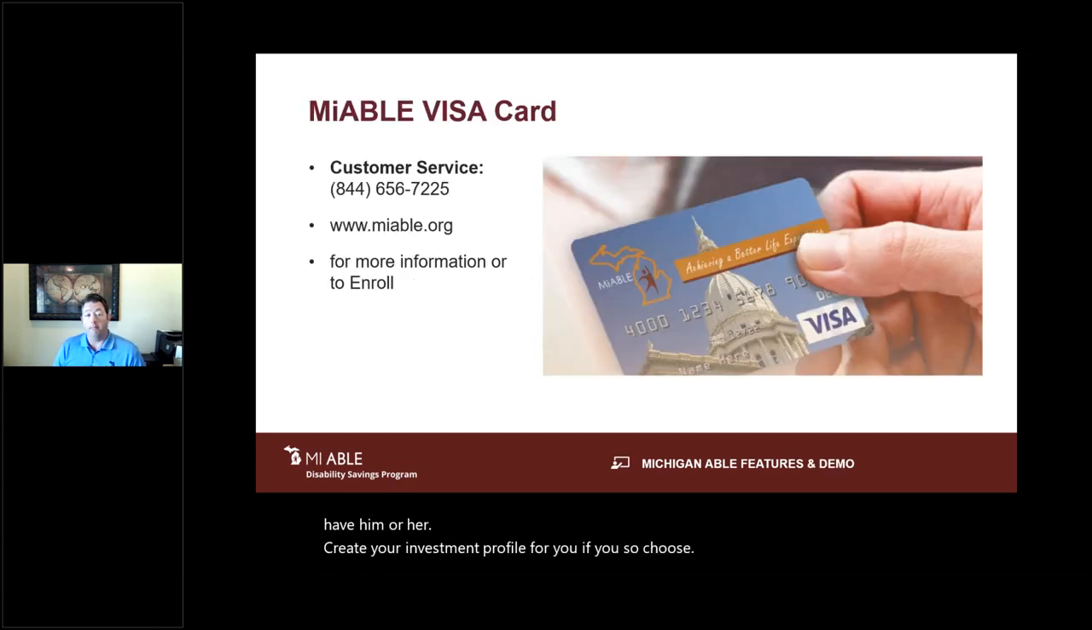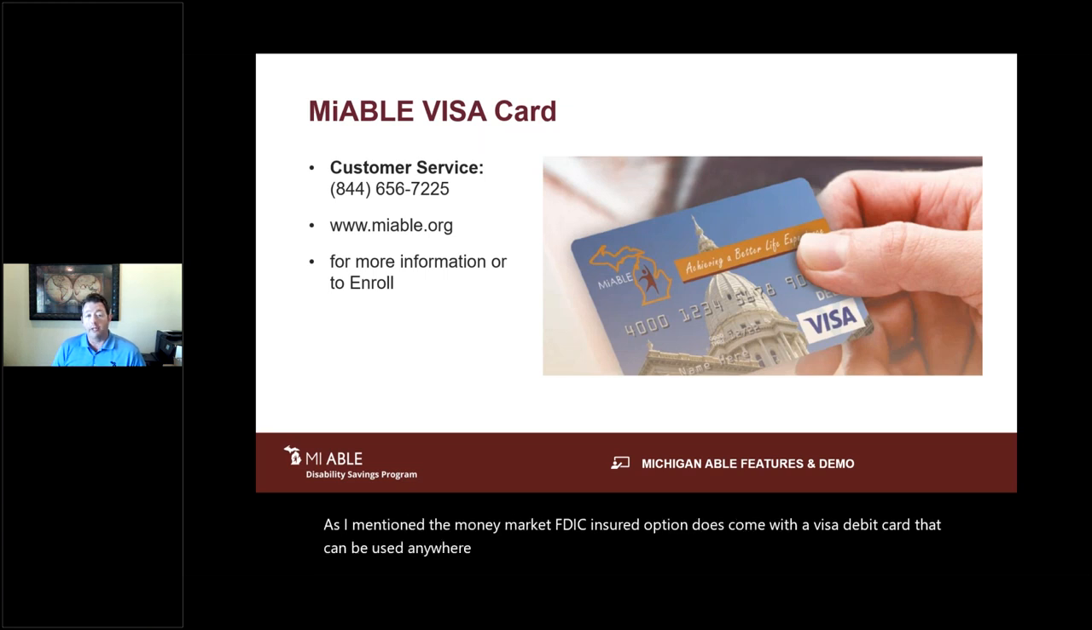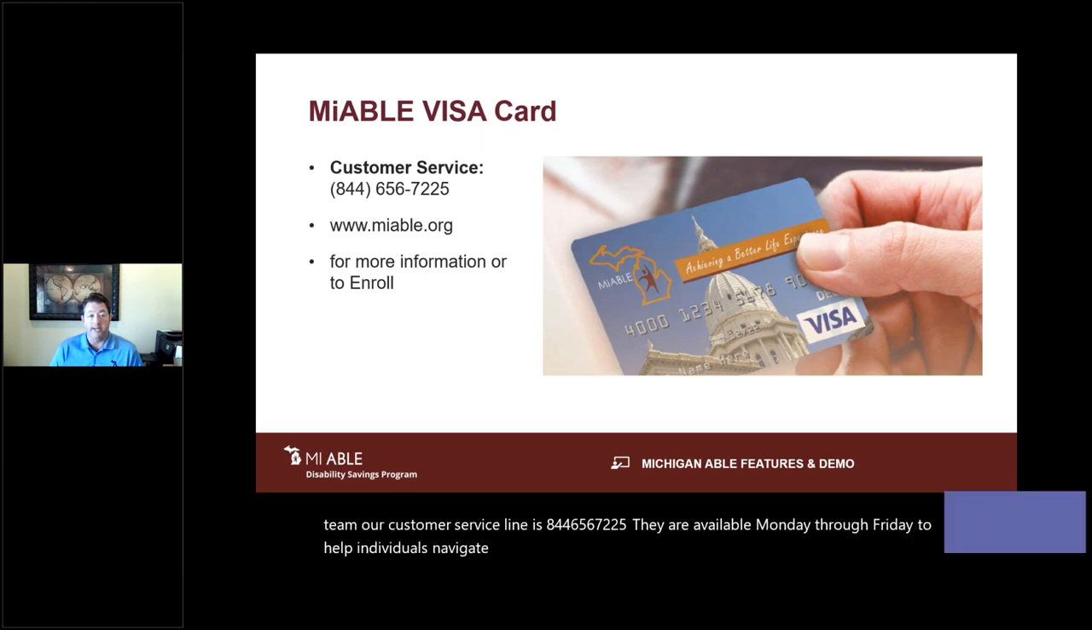As I mentioned, the money market FDIC-insured option does come with a Visa debit card that can be used anywhere Visa is accepted. I want to talk a little bit about our customer service team. Our customer service line is 844-656-7225. They're available Monday through Friday to help individuals navigate our website, which I'm going to show you momentarily.